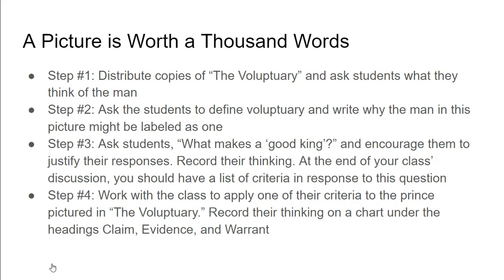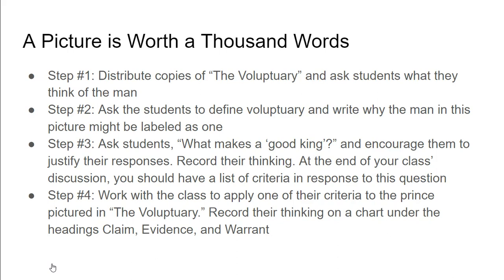Step number 2, ask the students to define voluptuary and write why the man in this picture might be labeled as one. And there is plenty of evidence in that picture of why. For example, the coat of arms and the knife and fork that you see are definitely a sign of voluptuary and gluttony. Step number 3, ask students what makes a good king and encourage them to justify their responses.